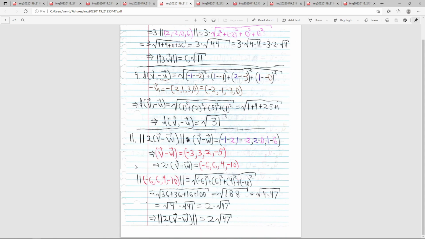And number 11 here, we have the length of 2 times vector v minus vector w. The way you approach this is you use a subtraction of vectors first, which is a very simple operation. Just -3, 3, 2, and -5. And then you do 2 times that to get -6, 6, 4, -10. Then we just do the length of this. Take the square root of what you get inside and simplify it down. So you get 2 times square root of 47, because 188 can be divided into 4 and 47, and the square root of 4 is just 2.